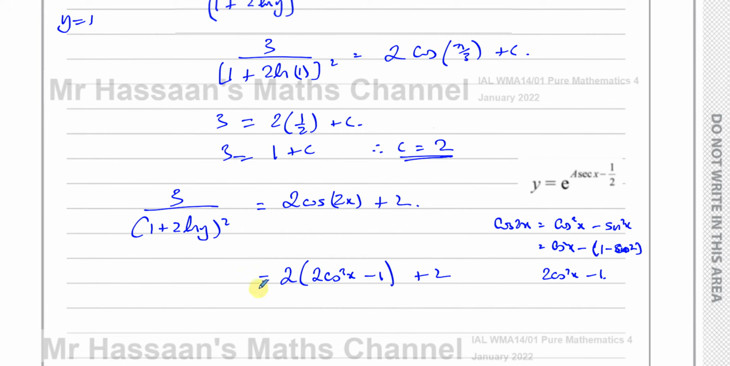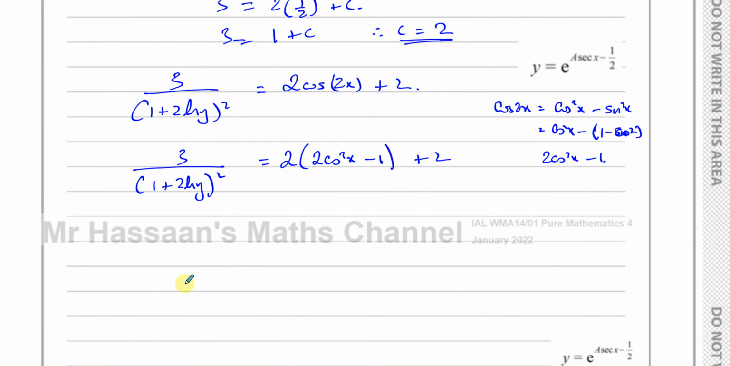Then I've got my plus 2 outside. On this side of the equation I have 3 over (1 plus 2 ln y) all squared. Now if I expand this, I have 3 over (1 plus 2 ln y) all squared equals, this is 4 cosine squared x minus 2. Then I have the plus 2 outside the bracket, and they cancel out.